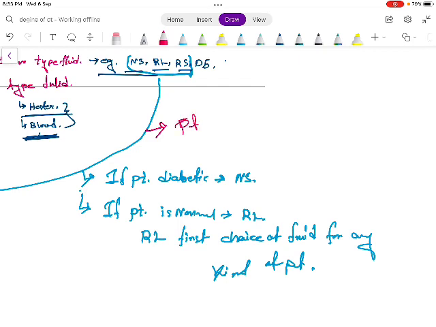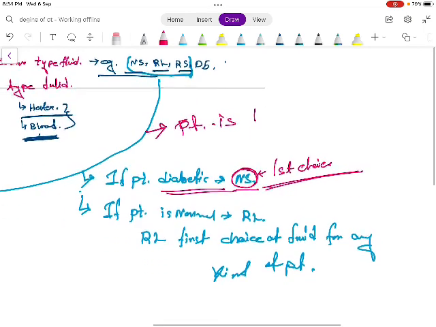if the patient is diabetic, right? So this is the portion we have to know, and that is that the patient is diabetic. Then we have to give NS, and for these patients, NS would be the first choice of fluid, right?